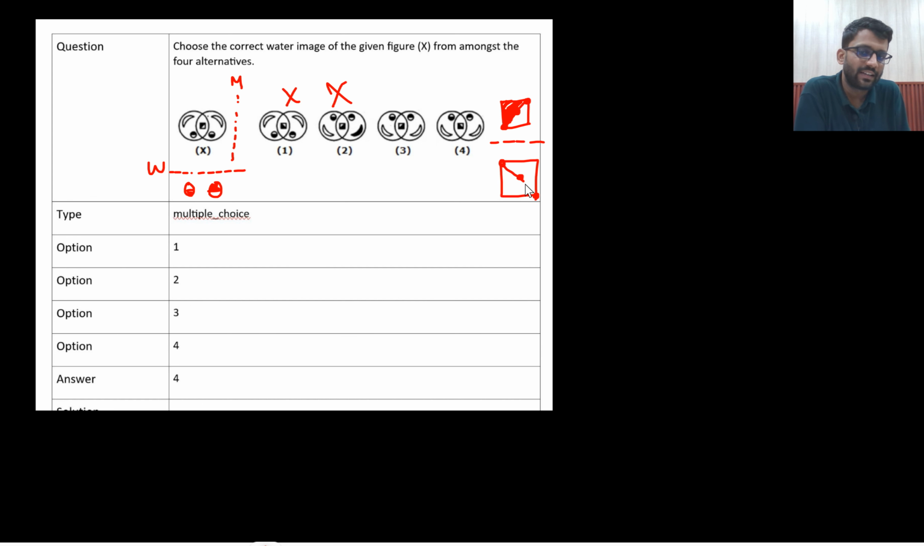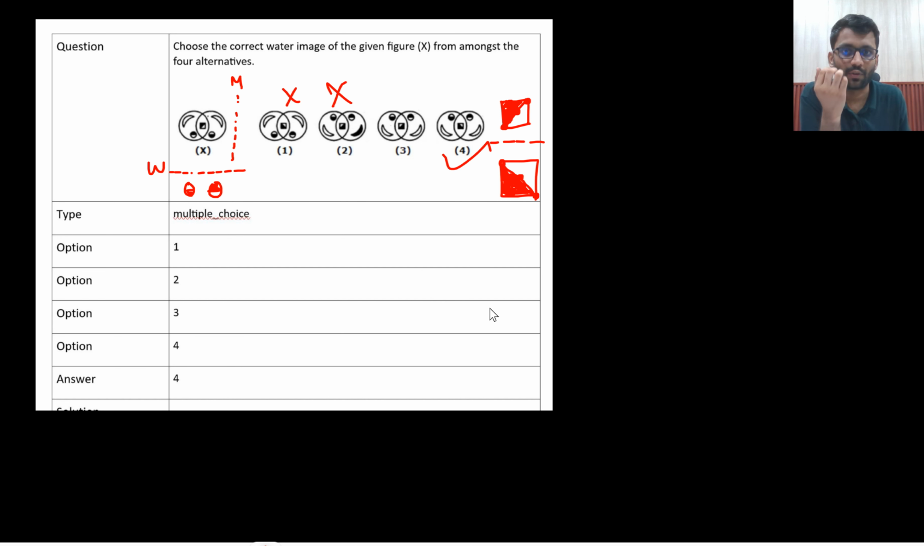If you don't understand anything directly, always take up the points. This is how I do. If I don't understand anything, I take the points. So this point will be here, this point will be here. I can draw the line now. Now this dark circle will be on this dark side, right? So this is how it will look like.